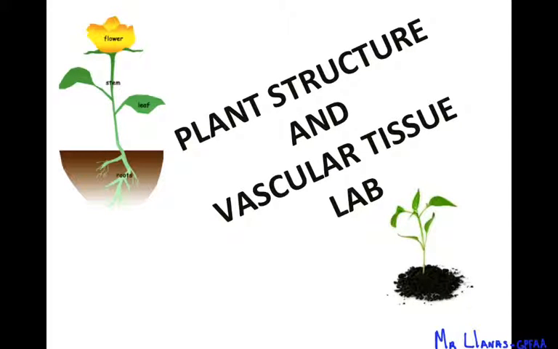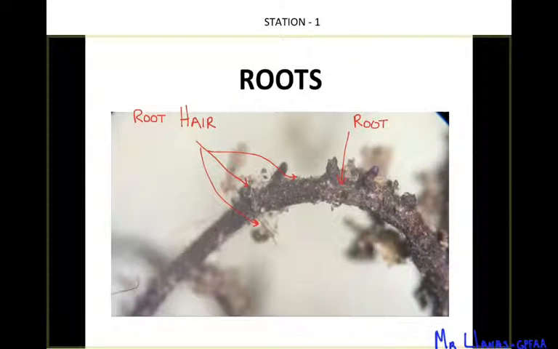Hey guys, so this is the video where we're going to go over what we saw in our plant structure and vascular tissue lab. This was the first lab that we did, actually the second one after we made our slides from cheek cells. This is the second lab where we had all the slides and some of the plants under the microscopes, and we looked at some stuff and labeled different parts on it.